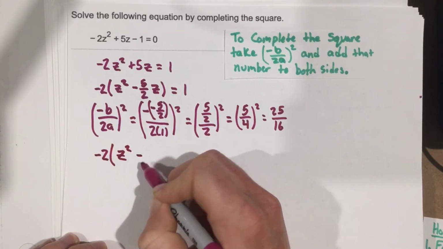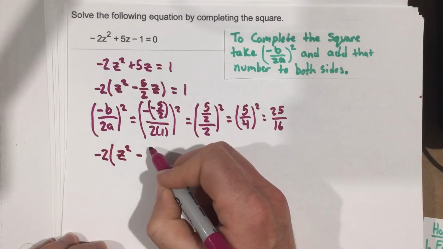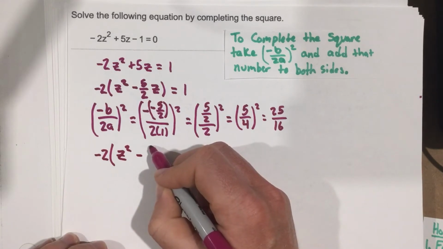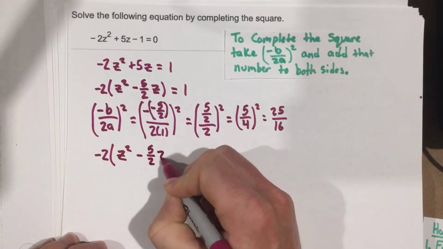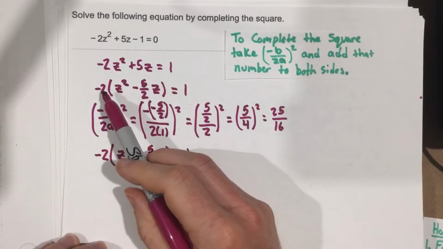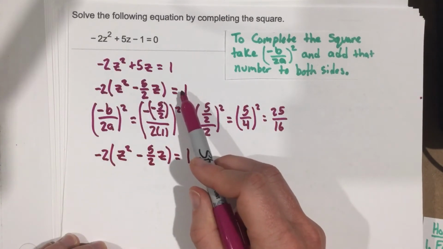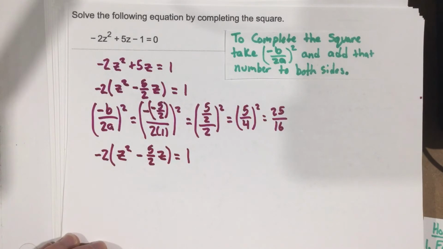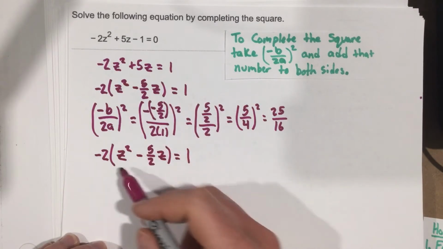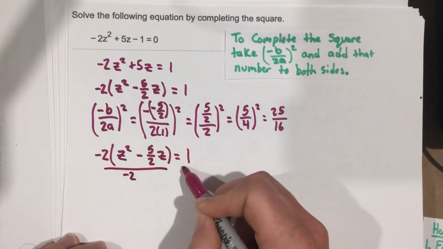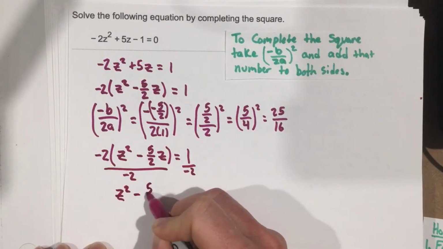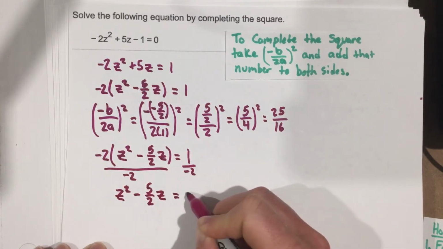minus 5/2, and actually I just noticed this is what I'm going to do that's going to be even a little different here before I add that to both sides. This will make the problem a lot easier if I just divide the -2 to this side. I think that'll make the problem so much easier. So at this point, when you factor out the -2, it makes sense. Let's just divide it over to this side. So we're going to divide each side by -2, and that'll get rid of the parentheses and actually make the problem easier. So let's go ahead and do that. Z squared minus 5/2 z now equals -1/2.